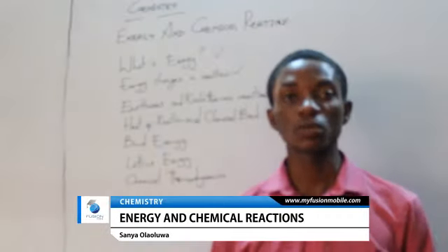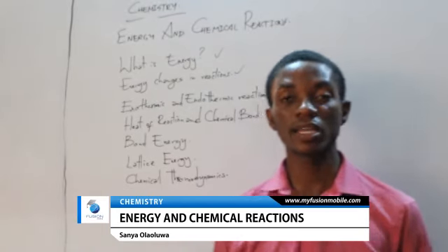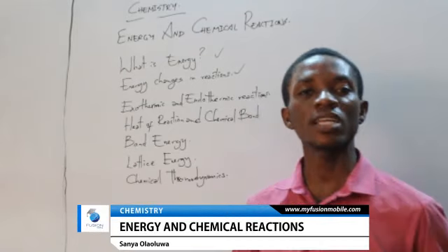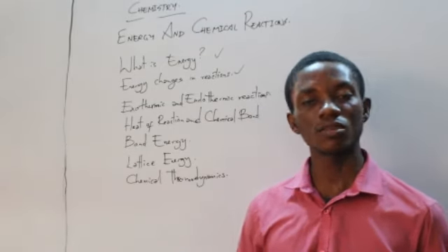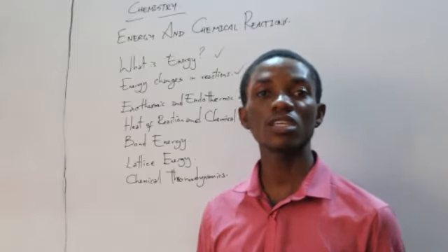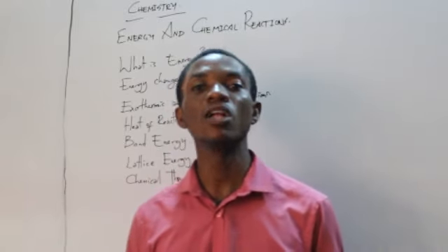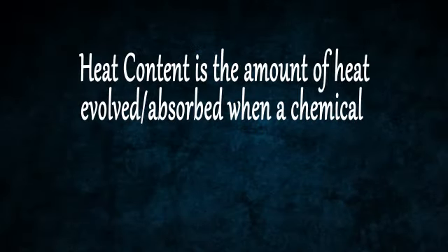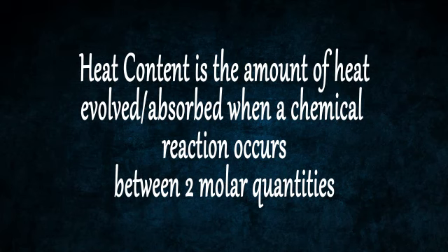Welcome back. So earlier we were talking about energy. And we said that in each chemical reaction there is always energy. But how much energy? That's another question that comes to mind. One of the things that gives this explanation can be found in a particular definition of heat content. So about now, the definition of heat content will be displayed on your screen. Heat content, that is the standard heat of reaction, is the amount of heat evolved or absorbed by a chemical reaction which occurs between two molar quantities.